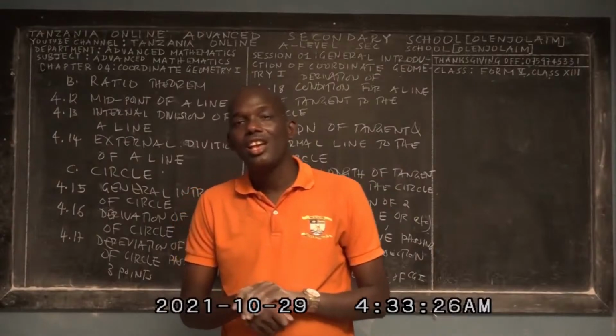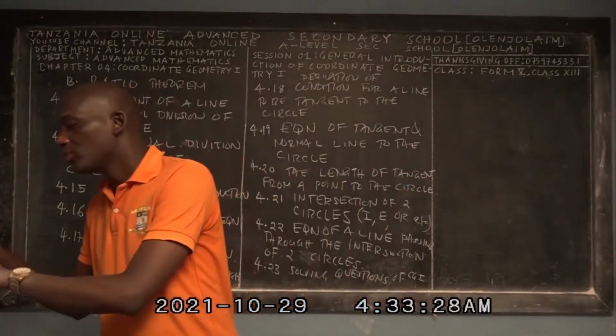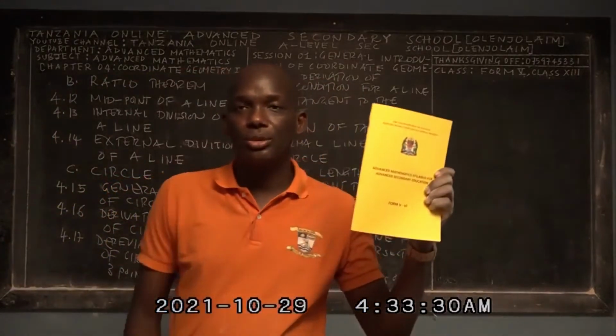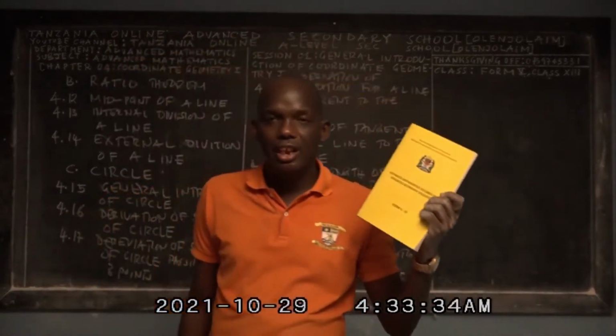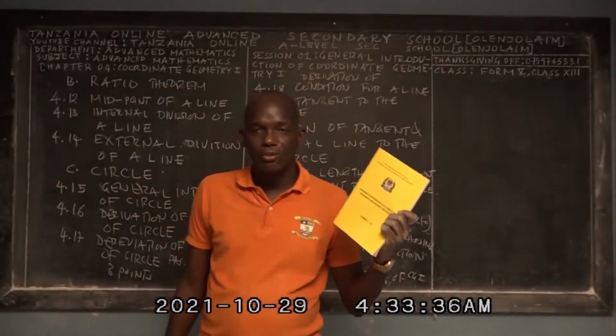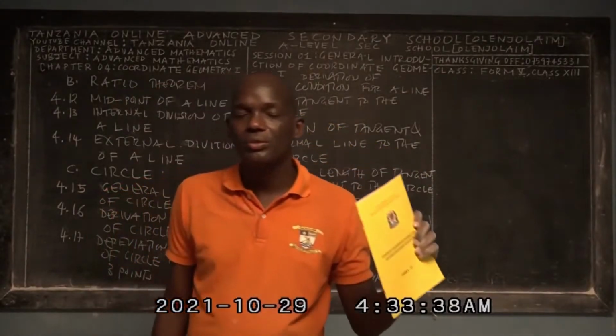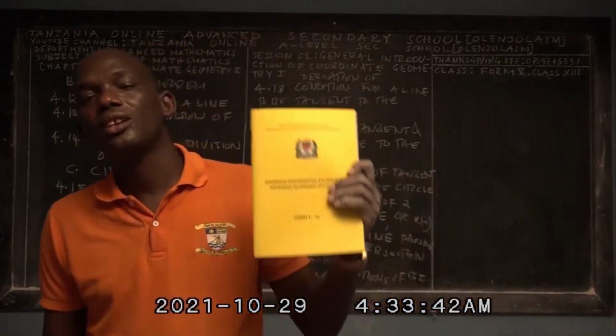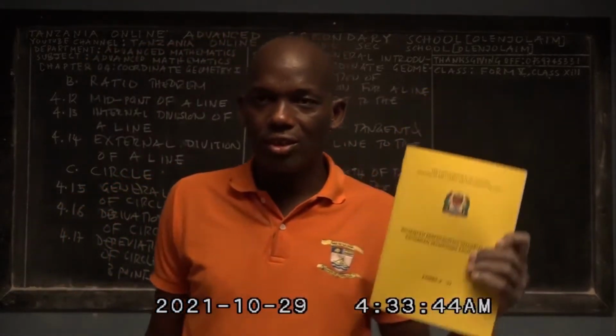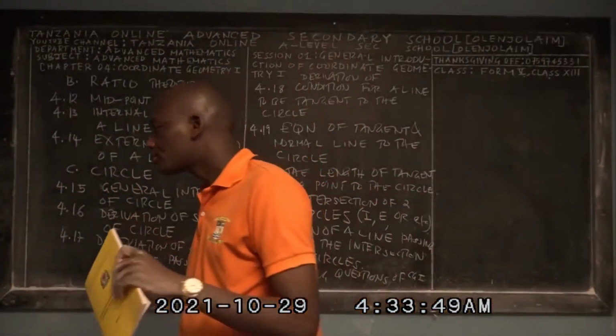I know more than this, but that's why I say that it's better to have a boundary from this book, which is the Advanced Mathematics syllabus for advanced secondary education. This is called the Advanced Mathematics syllabus for advanced secondary education from Form 5 through Form 6.